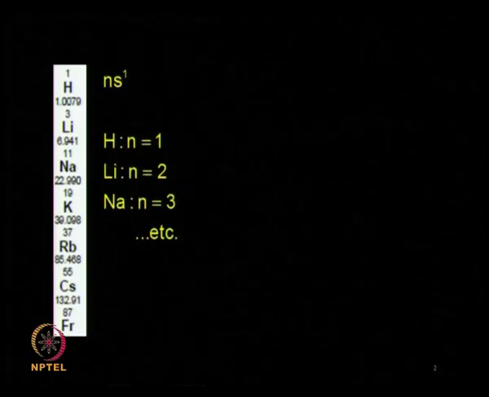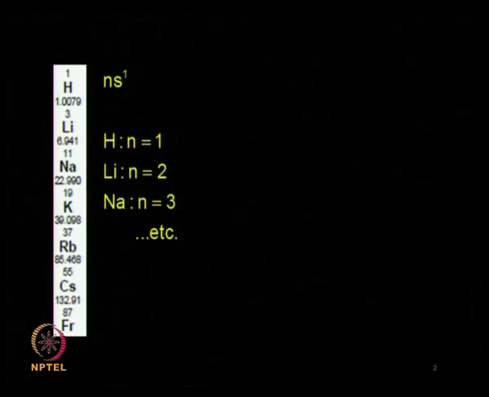Have a look at the elements in the first group of the periodic table. Hydrogen, lithium, sodium, potassium, rubidium, you are all familiar with this. These are all first group elements, and they are all in the first group because there is something common about them. What is common about them is the electronic configuration. All of them have got one electron in the outermost shell.